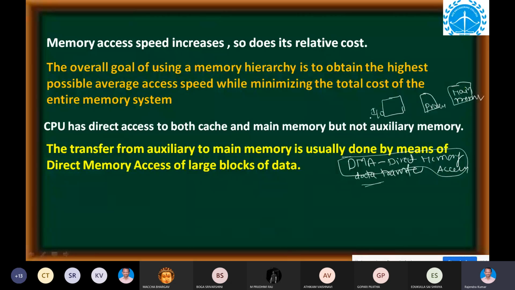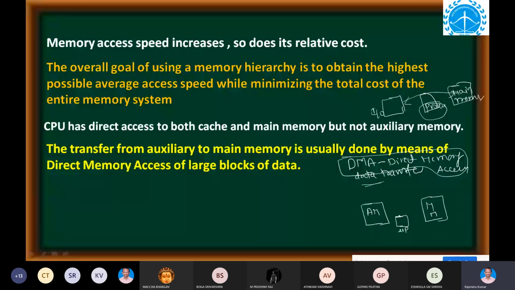So auxiliary memory, we are taking it as acting as an IO device here, and main memory. The data transfer between IO and main memory is done by this processor using the direct memory access technique. That means what is happening here: this is a microprocessor, and this is the auxiliary memory, and this is the main memory.